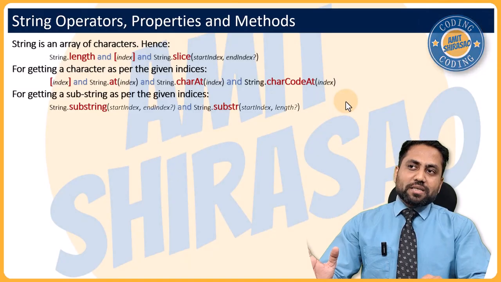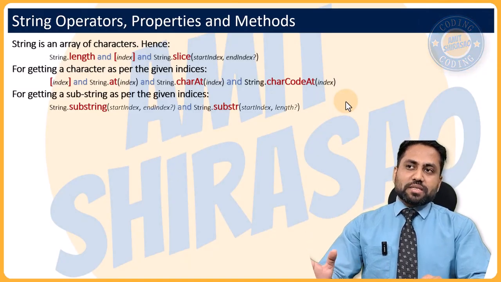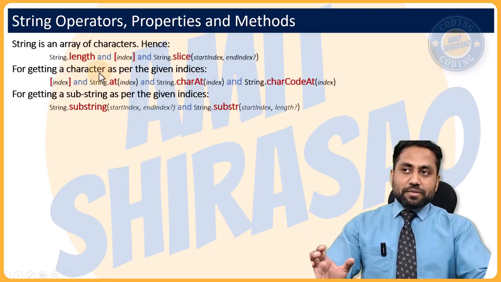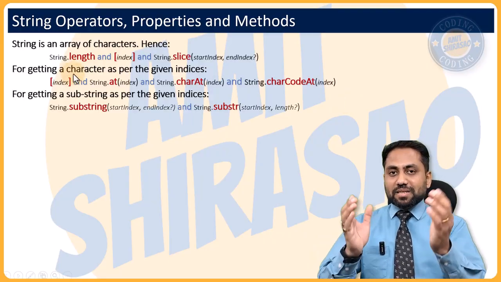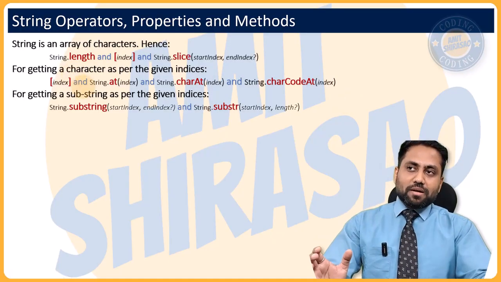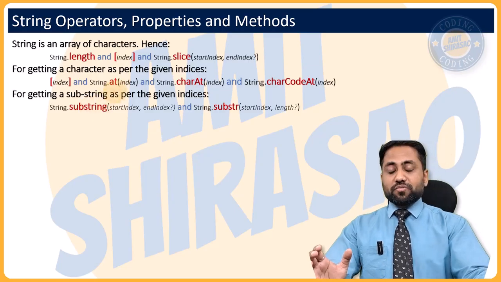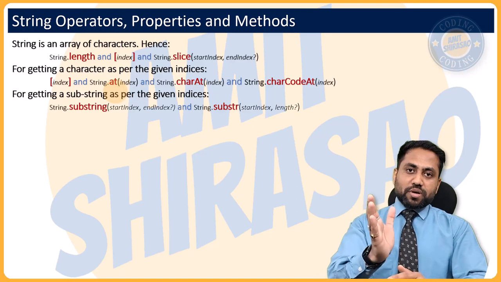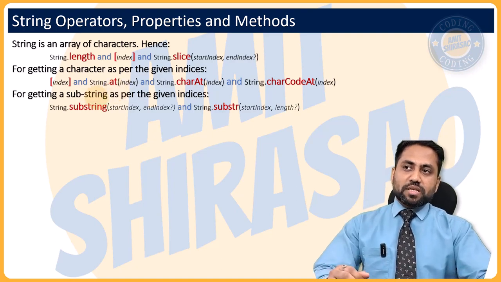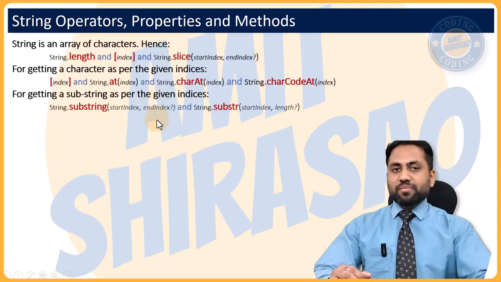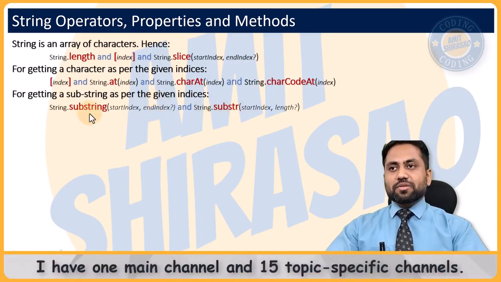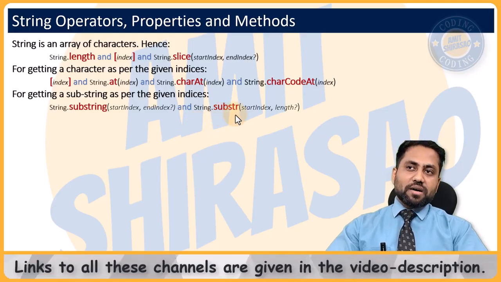Then for getting a substring as per the indices, now you don't want one character, you want a substring, a part of that string. The way you show which part, where to cut that string, is by the index. You say start cutting from this index and end your cutting at this index. So there are two methods, substring and substr.